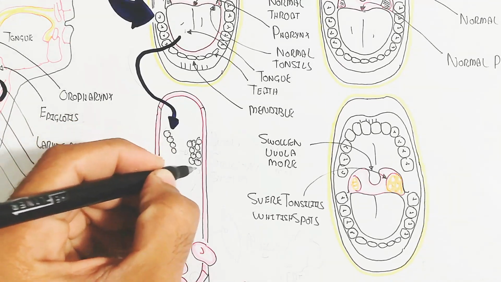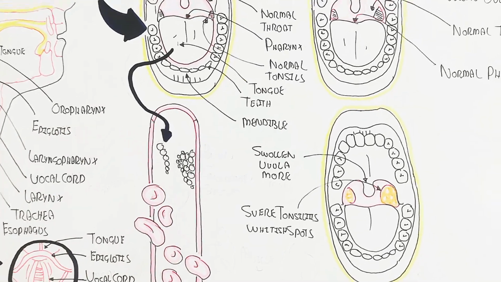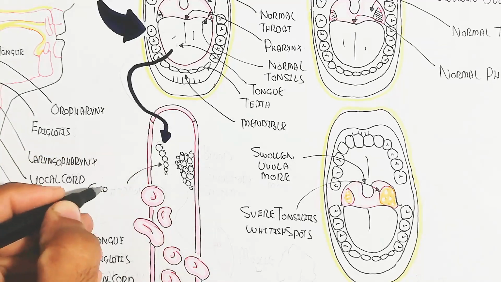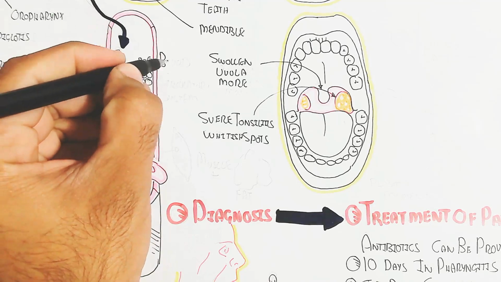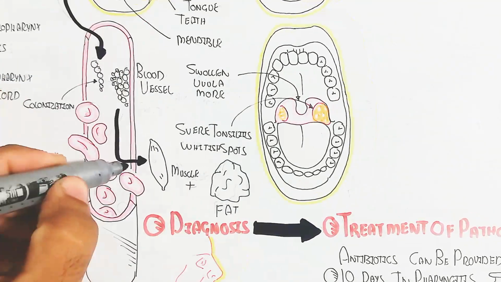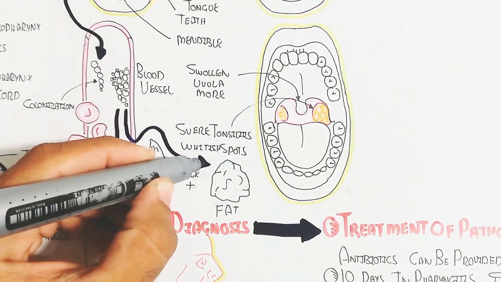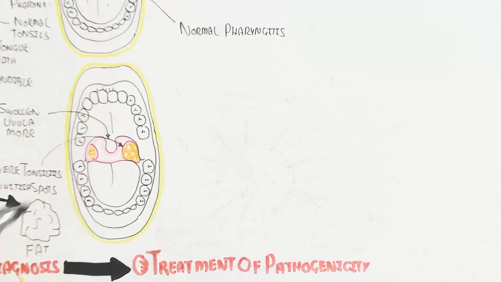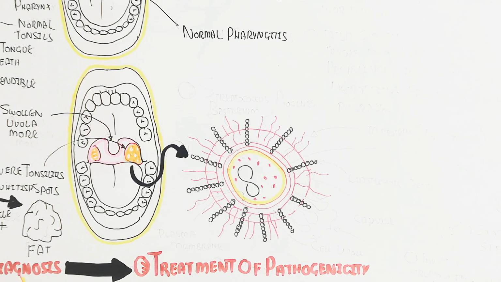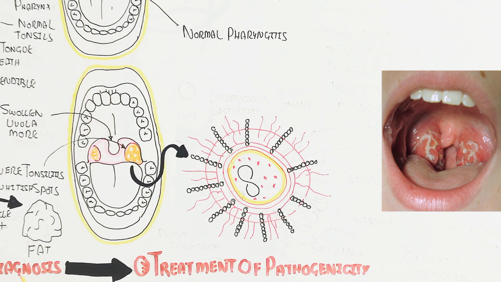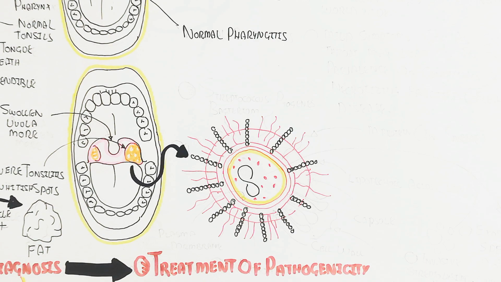With further progression, when these bacteria enter the blood circulatory system, they reside in several parts of the blood vessels, leading to colonization and entering the muscle and fat, the adipose tissue, causing more severe disease. So this is a severe tonsillitis with whitish spots. You can understand this in this diagram, in this picture.